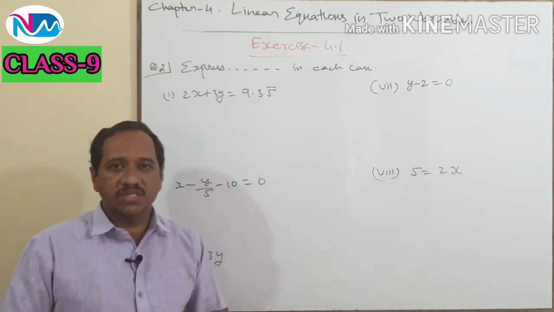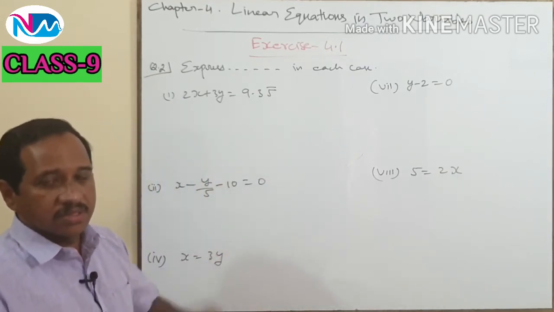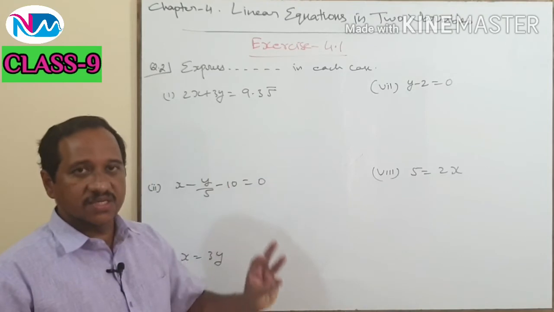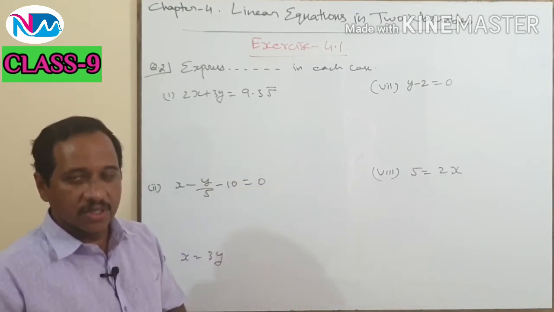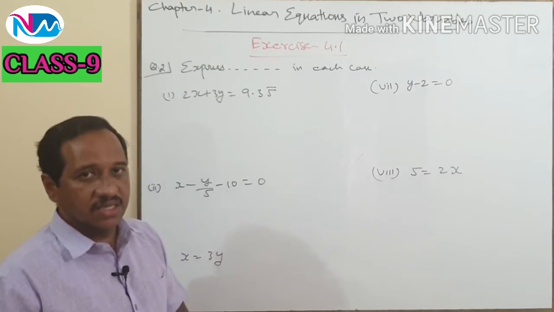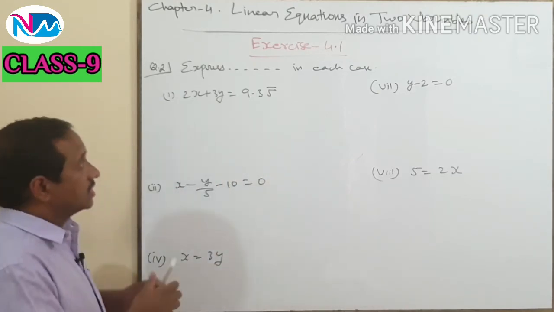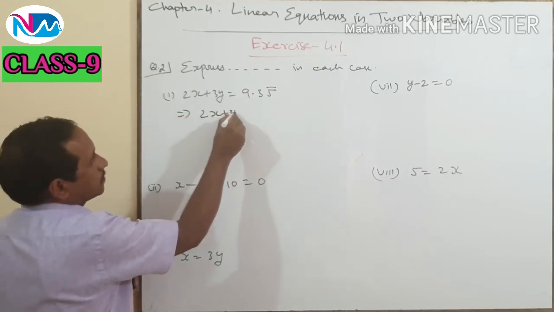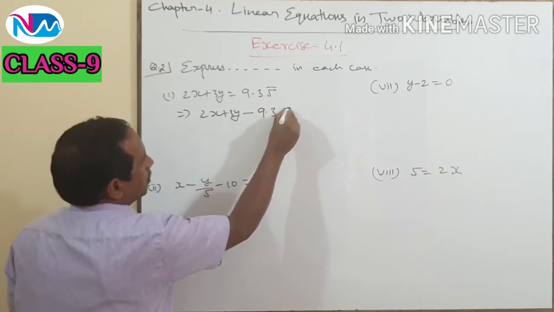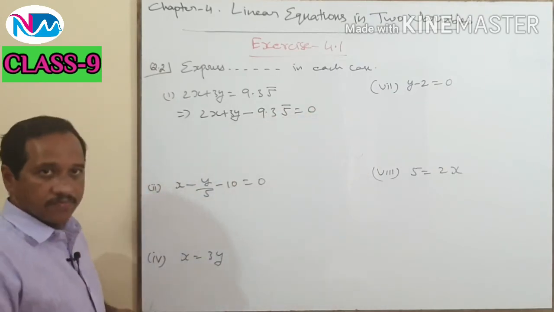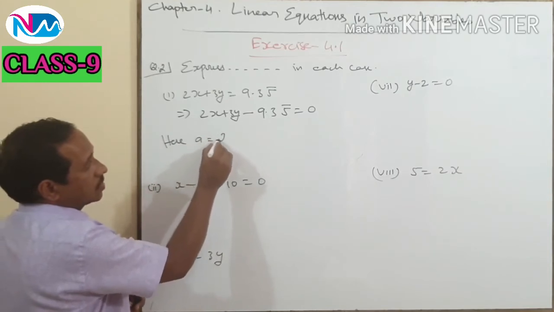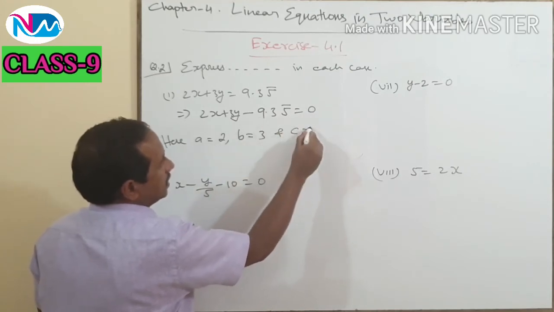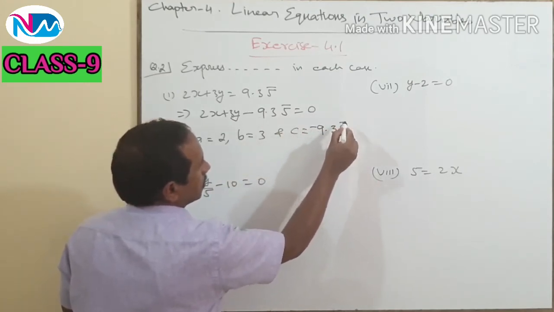When you write a linear equation in two variables in the standard form, the RHS should be equal to 0 and the LHS must have the x term, y term and the constant term. So if anything is given in the RHS, take it to the LHS. So this equation can be written in the standard form as 2x plus 3y minus 9.35 bar is equal to 0. Here the value of a is equal to 2, the value of b is equal to 3 and the value of c is equal to minus 9.35 bar.